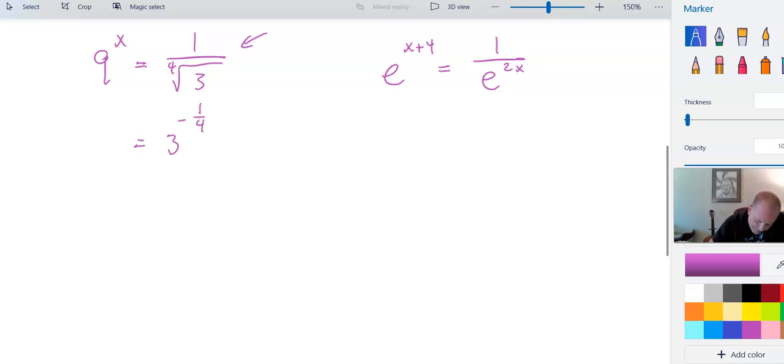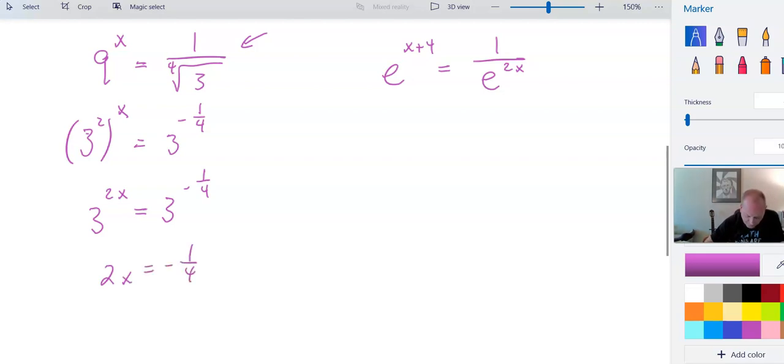Okay? Now, this is not a base of 3, that's a base of 9, which is a bit of an issue. So what we can do here is 9 is 3 squared. So I'm going to write 3 squared raised to the x. Well, that means that this is 3 to the 2x, and the right-hand side would be 3 to the negative 1/4 x, and now we can use the one-to-one property, right? 2x is equal to negative 1/4 x, or negative 1/4, sorry, there's no x on the right.